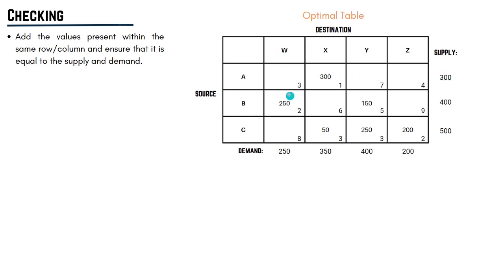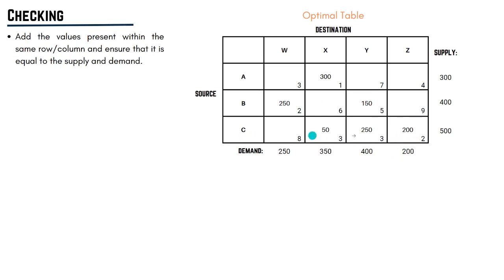So for cell BW, let's look for the source B, for example. So 250 plus 150 is 400. So now we know that this is correct. Let's move on to column X. 300 plus 50 is 350. So this is correct. 150 plus 250 is 400. That is correct. And finally, 200.